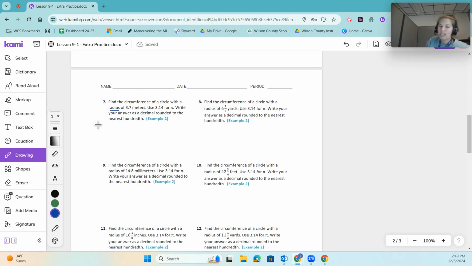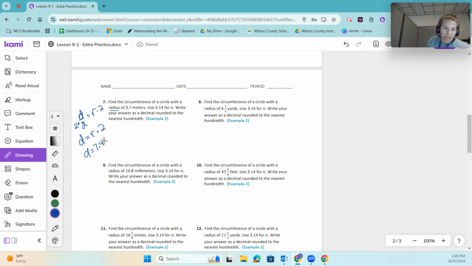So if I want to find the diameter, we said diameter divided by 2 equals the radius. That means if I'm solving for diameter, I'm going to multiply by 2 on both sides. That means diameter is the radius times 2. So I'm going to take the radius and multiply by 2. So 3.7 times 2 gives me 7.4, or 7 and 4 tenths, is my diameter.